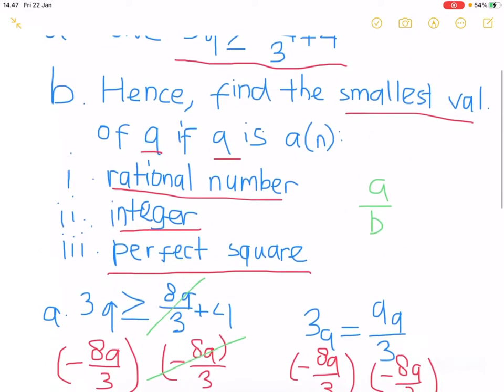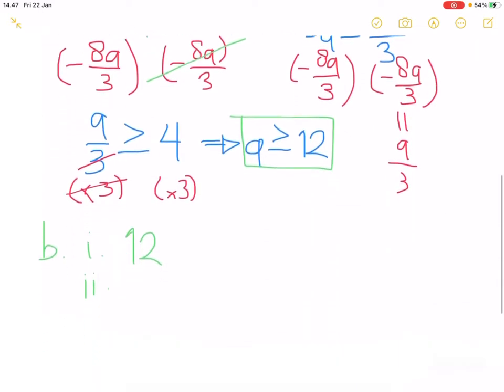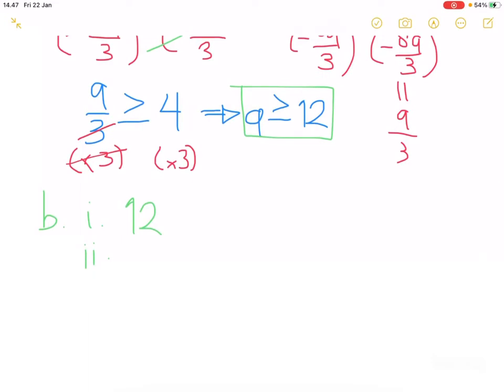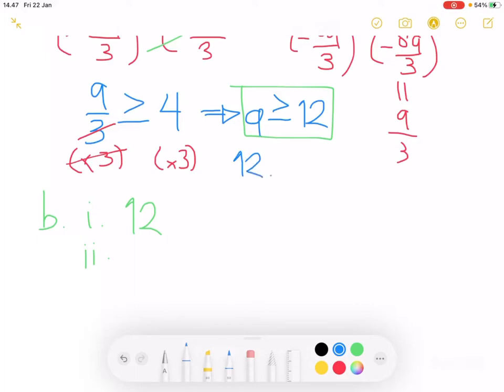And we're going to look for integers, the smallest integer value of q. So yeah, and notice that 12 is also an integer yet again. So if we plug in 12, which satisfies this inequality, and 12 itself is an integer, then therefore our BII part is also 12.